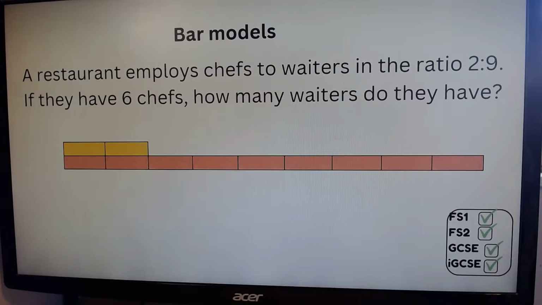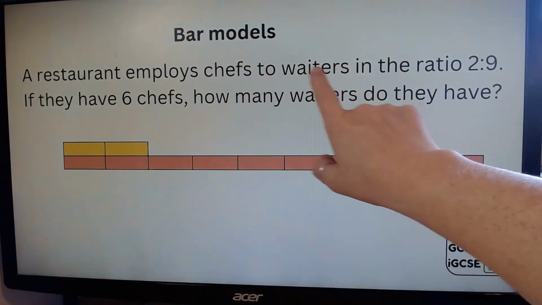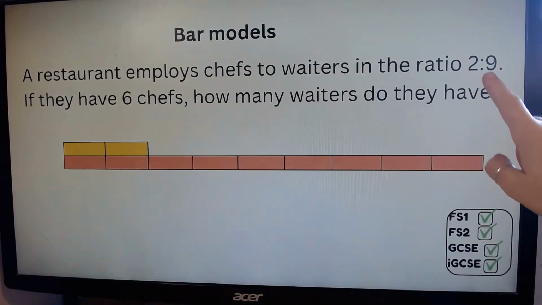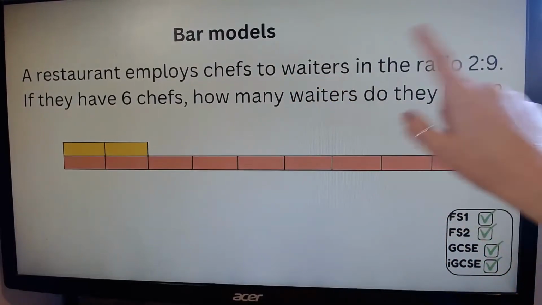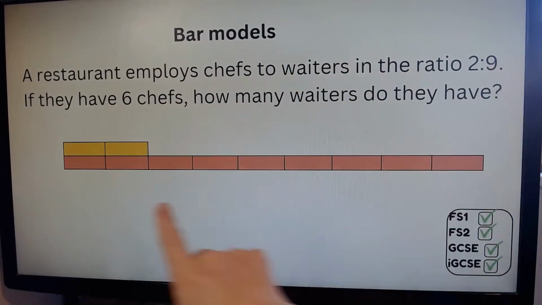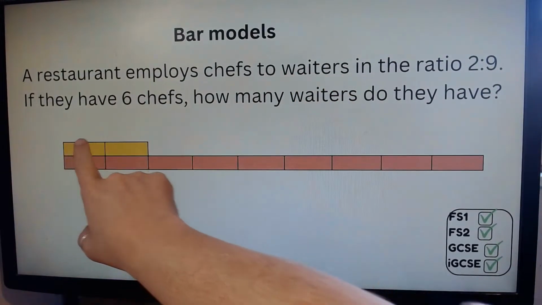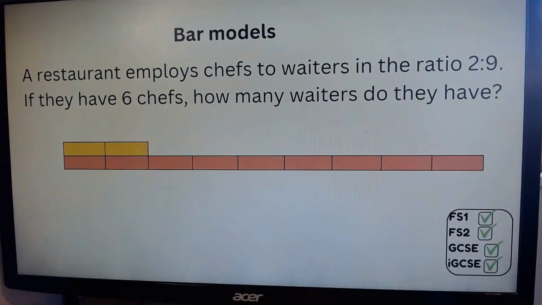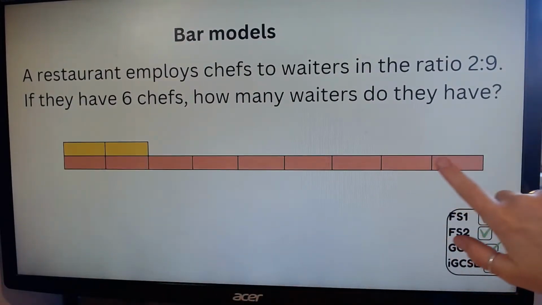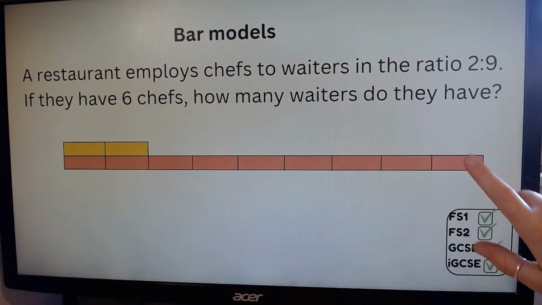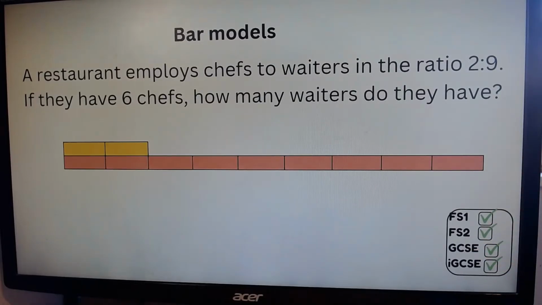Okay, so hopefully. Well, we'll see. Lots of people struggle to see this on Facebook, so I do want to talk you through it. This 2 to 9 here is this ratio, and it's linked to chefs to waiters. So chefs comes first, so the 2 relates to the chefs. Waiters comes second, the 9 refers to the waiters. So in this bar model here, I've got 2 bars for the chefs and 9 for the waiters. And I can use that to answer this question.